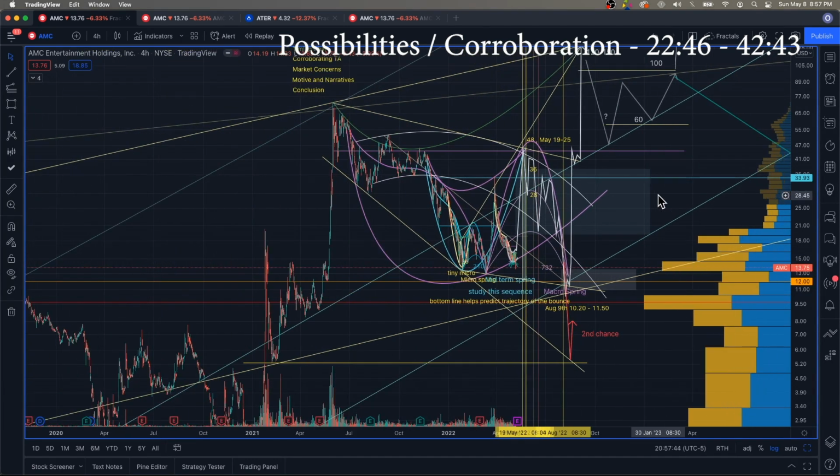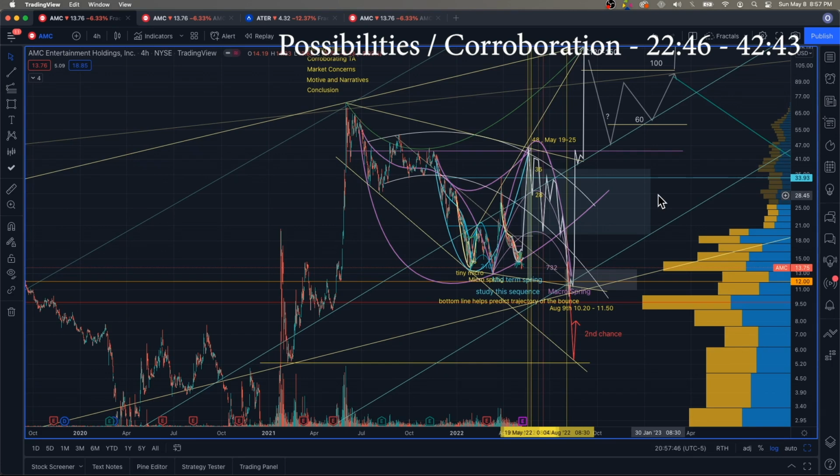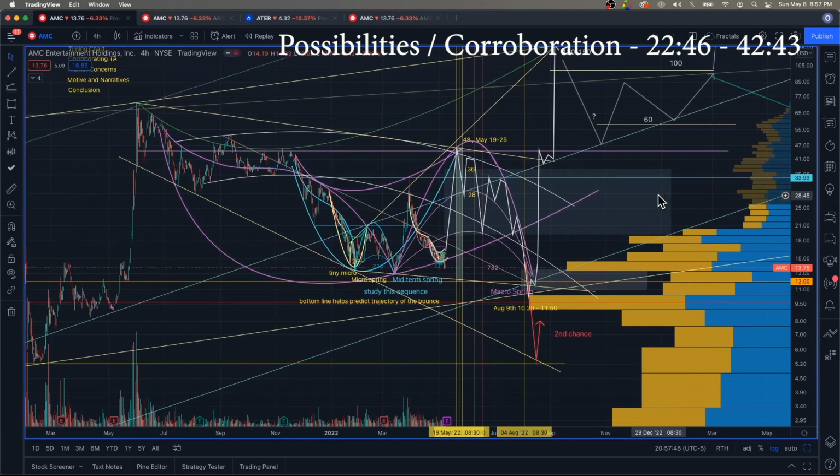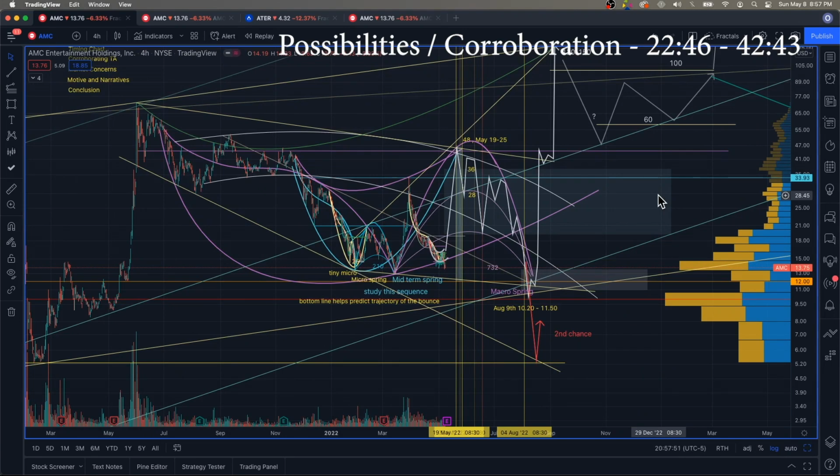So this is like a huge risk, right, to put something like this out there and say that this is what I think it is. But I'm very confident in it.